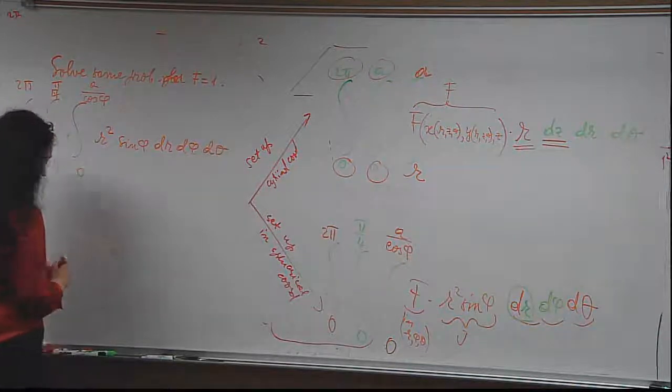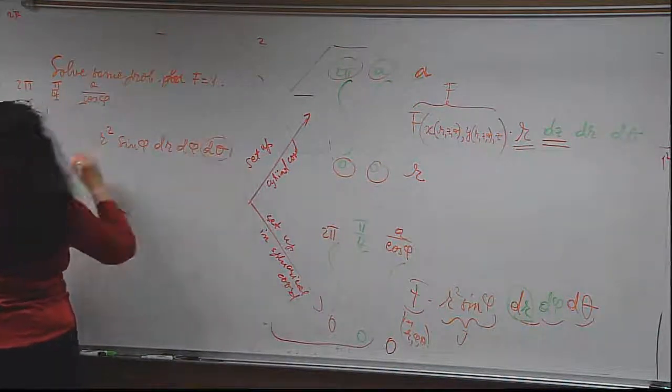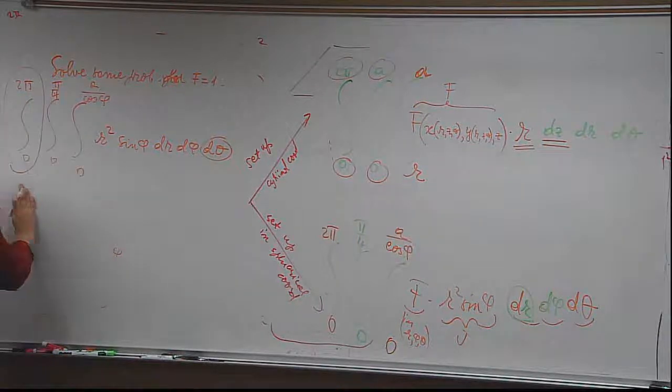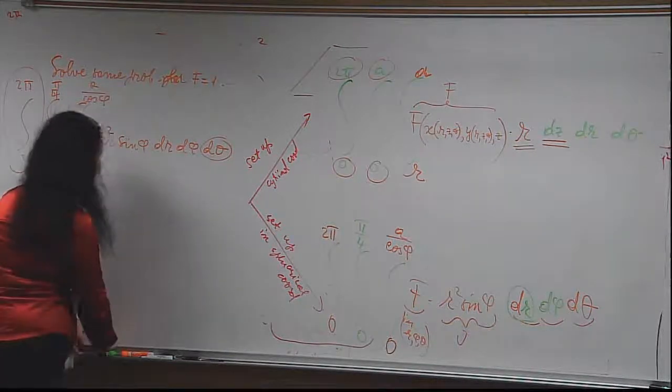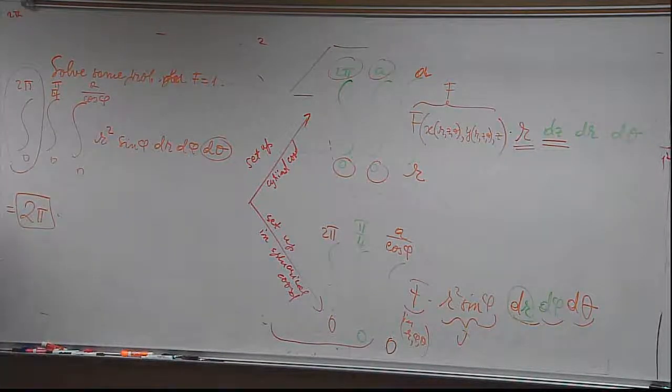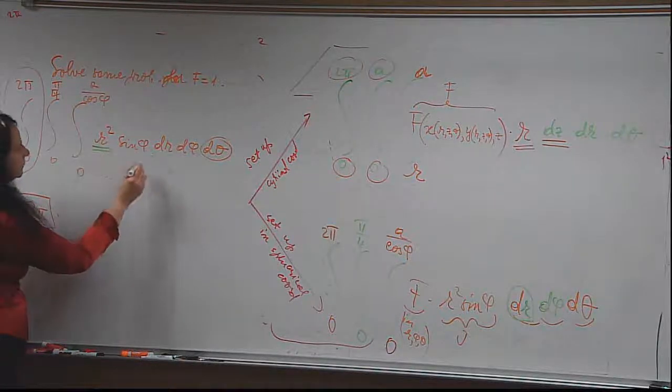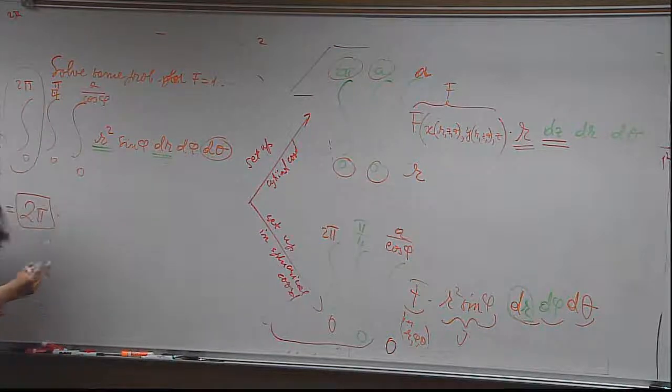The guy that sits on my nerves is again theta. He is very nice. He can be eliminated from the game. So I'll put 2 pi out. And I will focus my attention on the rest. Well, I have to integrate one at a time. So I integrate with respect to r, and I get r cubed over 3. I'll write the integral from 0 to pi over 4, the answer is 2 pi, r cubed over 3.